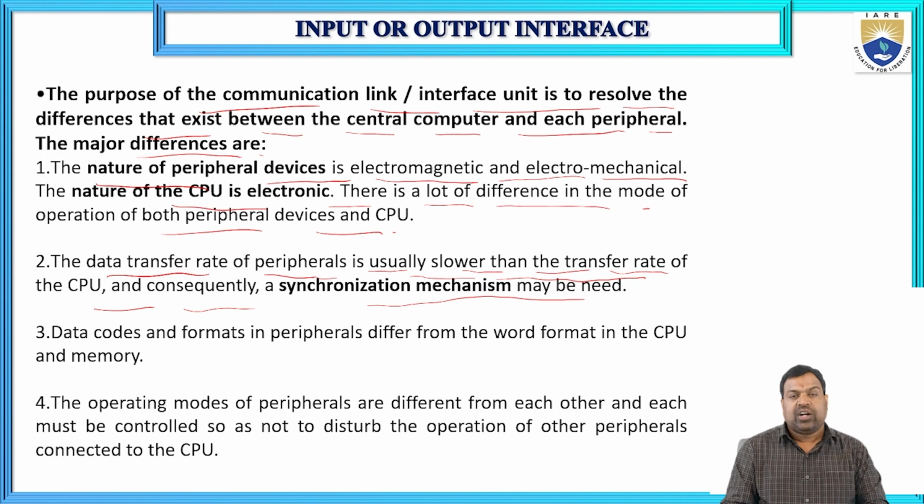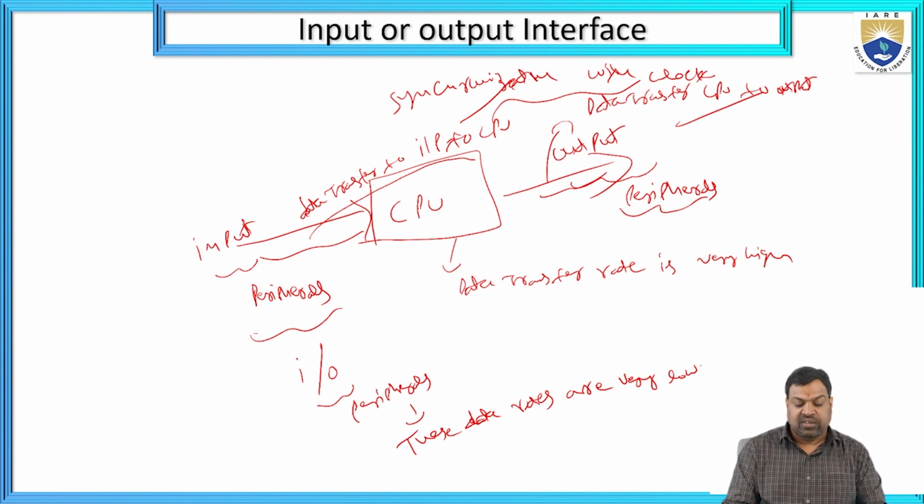So the input and output devices, or the peripherals, are connected to the CPU. Definitely the data transfer rate is very high in the CPU, and compared to the CPU the data transfer is very low at the peripheral or input output. So it is a synchronization mechanism. When synchronization is started, the clock pulse is applied for synchronization between the input and the CPU, and the CPU and the output.